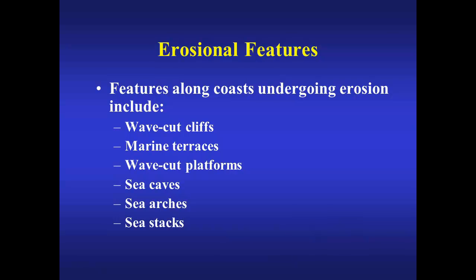So last time, remember, we were looking at coastal areas with depositional features. These were places undergoing net sedimentation and included spits and baymouth bars, barrier islands, and things like that. There are other coastlines, however, that are undergoing extensive erosion. And those erosional features are things like wave-cut cliffs, marine terraces, wave-cut platforms, sea caves, sea arches, and sea stacks.